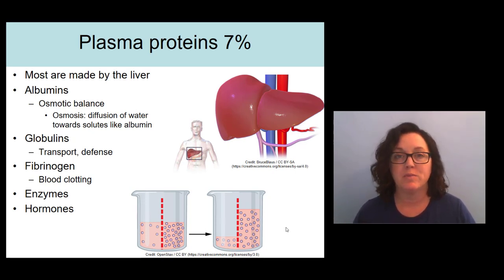And another type of globulin are going to be transport globulins. So these are proteins in the blood plasma that help to transport another substance. So we have globulins, for example, that can transport hormones like thyroid hormone throughout our blood.